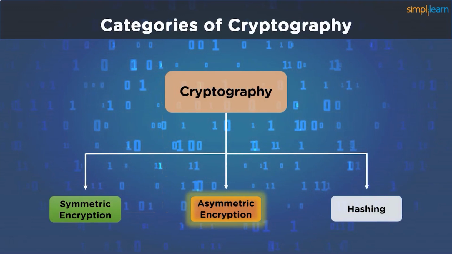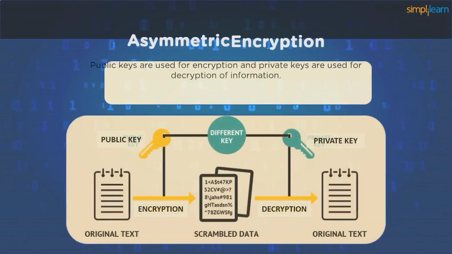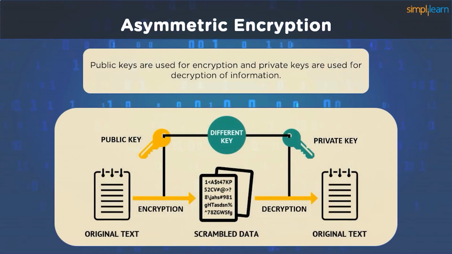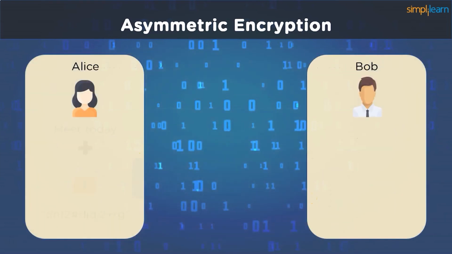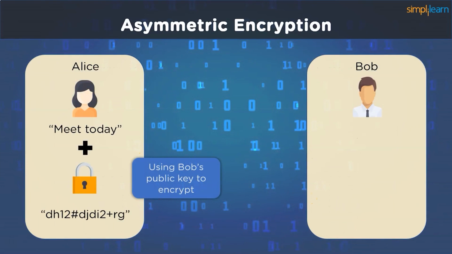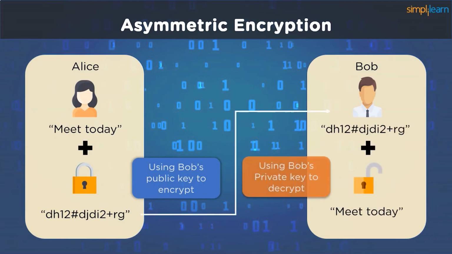Asymmetric encryption, on the other hand, has a double whammy at its disposal. There are two different keys at play here, a public key and a private key. The public key is used to encrypt information pre-transit, and a private key is used to decrypt the information post-transit. If Alice wants to communicate with Bob using asymmetric encryption, she encrypts the message using Bob's public key. After receiving the message, Bob uses his own private key to decrypt the data.